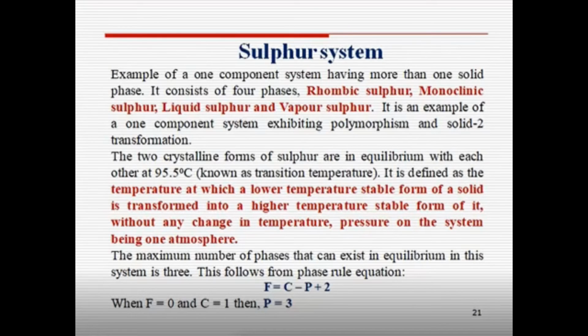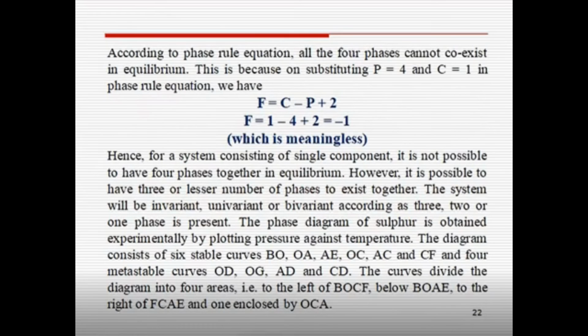This result follows from the phase rule equation when we take F is equal to 0 and C is equal to 1, because the minimum value of F cannot be less than 0 and C cannot be less than 1. So we have the maximum number of phases equal to 3. That means in a one component system, the maximum number of phases that can be in equilibrium is 3. Not more than 3 phases can exist in equilibrium. According to the phase rule equation, as discussed earlier, 4 phases cannot coexist together.